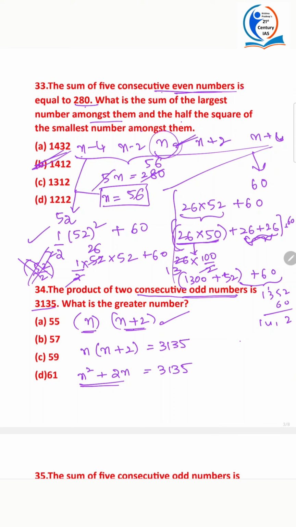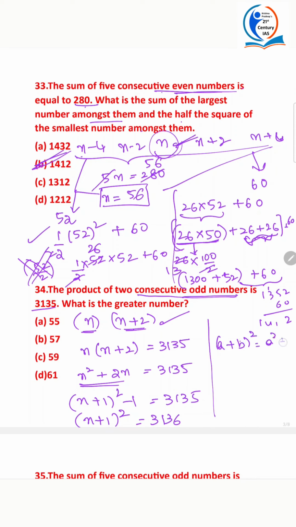This can be written as (n plus 1) whole square minus 1 is equal to 3135. So, (n plus 1) square is equal to 3136. Now, see here, what is this (n plus 1) whole square? There is a formula that (a plus b) whole square is equal to a square plus b square plus 2ab.